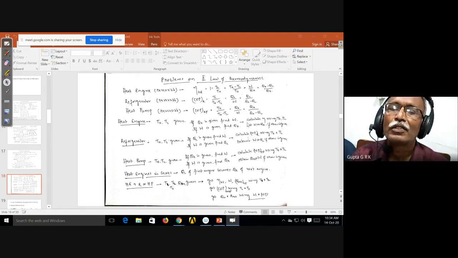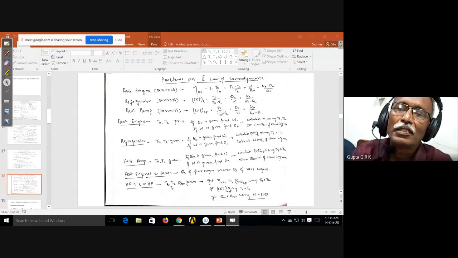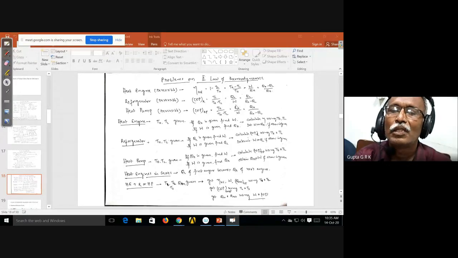In the same way here also, first calculate the efficiency using TH and TL, then determine W or QH if the other is given. In the same way, coming to the heat pump also, the COP of a heat pump is TH by TH minus TL, or QH by QH minus QL, or QH by W. So again, if TL and TH are known, first you calculate the COP, and once you know the COP, again, if this much of heat is to be supplied, how much work is to be spent. If this much of work is spent, how much heat is supplied. Okay, that is the way I can find out.